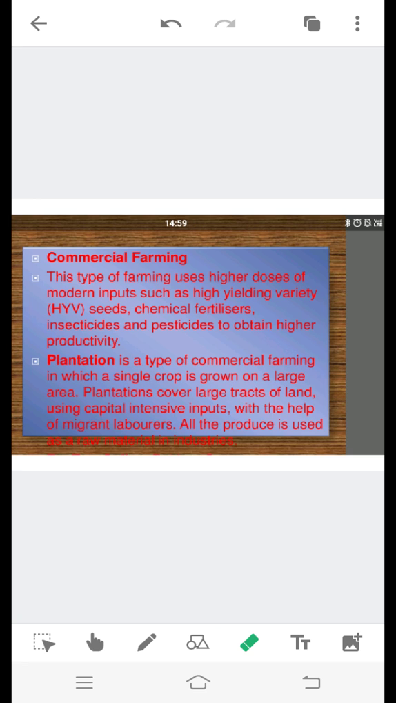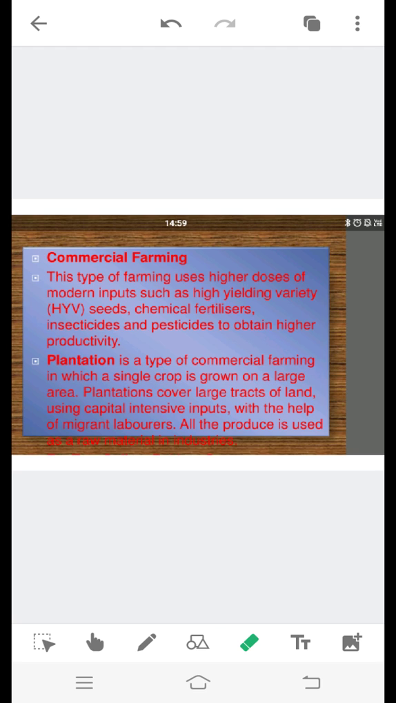Moving to the next slide, come to commercial farming. The term itself explains it. What does the term commercial mean? It means to sell. The purpose of growing such crops is to sell in the market and earn money out of it. When farmers do not grow crops or raise animals for their own good, you can term it as commercial farming.